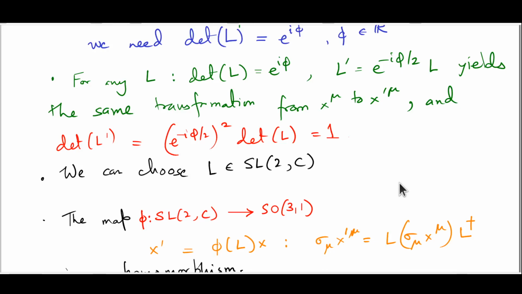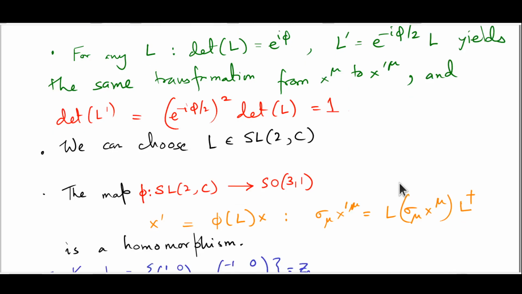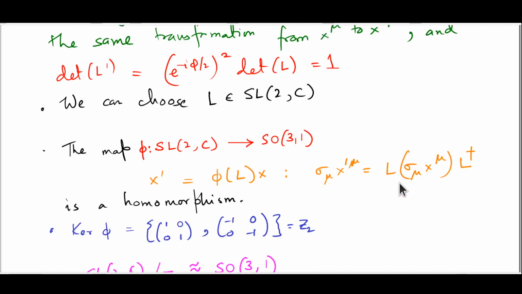And how do I get that? I calculate X prime by using the formula sigma mu X prime mu is L sigma mu X mu L dagger. So this is how we have defined the map phi, and by following exactly the same steps that we did for the SO3 SU2 homomorphism, we can show that this particular map is a homomorphism. And finding the kernel of this map is also very easy, and a calculation very similar to the one we did before will show us that the kernel again has exactly two elements, 1 0 0 1 and minus 1 0 0 minus 1.